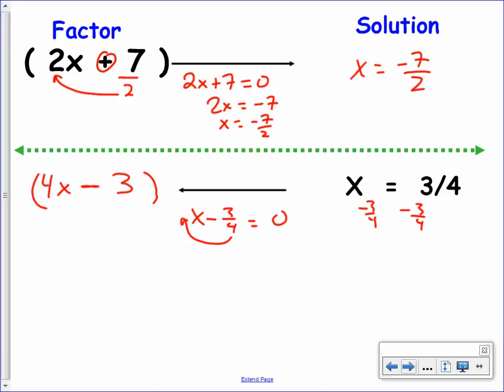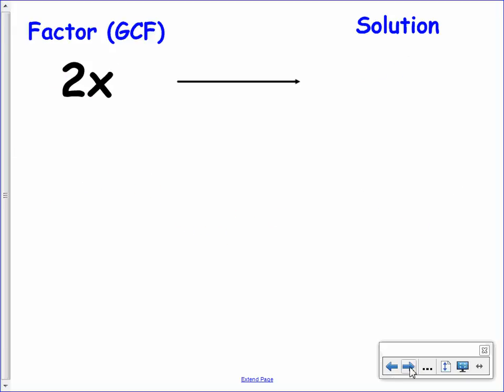What about a factor of 2x? Well, this is the best one. If there's no parentheses and the factor is just an x with no pluses or minuses, you just set 2x equal to 0. And the only way that can be 0 is if x is 0. So if it's just a factor of x and no addition or subtraction, then x is 0. It means it crosses the x-axis at 0.